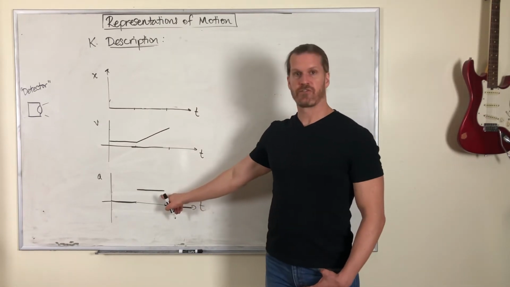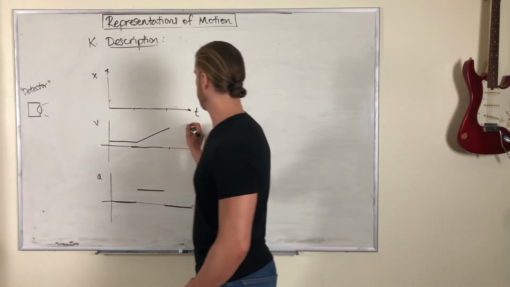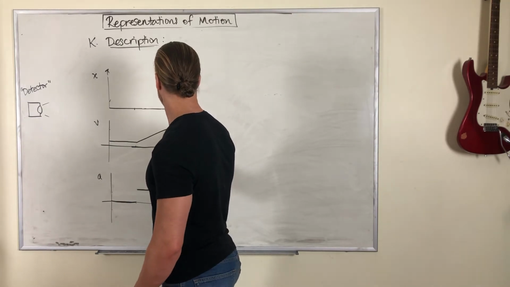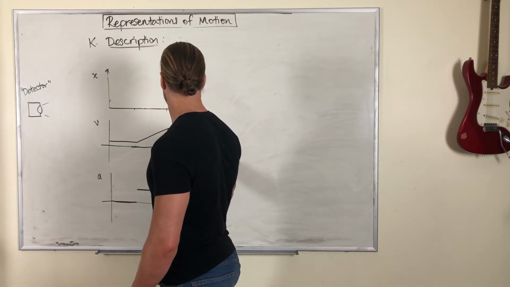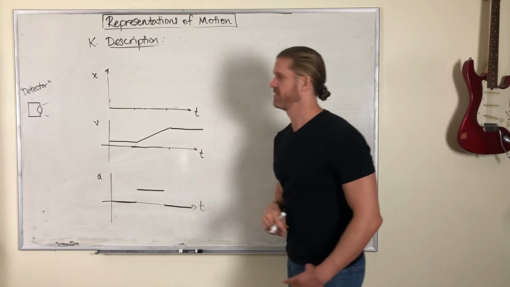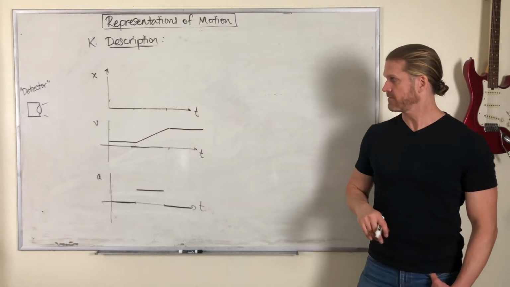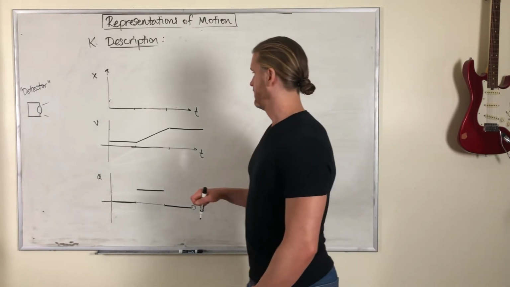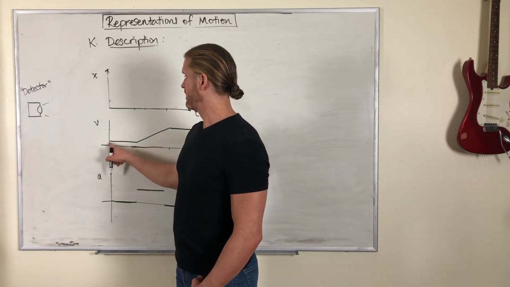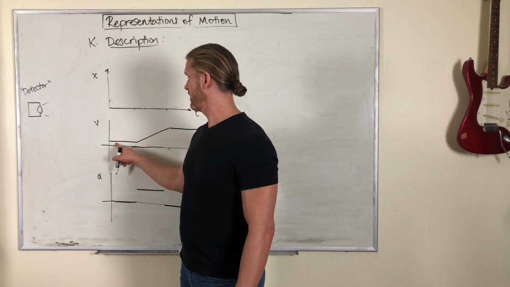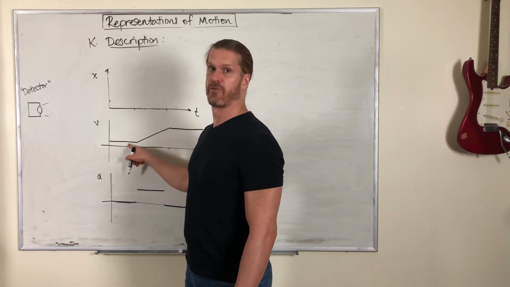And now that acceleration's over, so you continue at constant speed with whatever that maximum velocity was that you just hit. All right, so once again, you're moving away from the detector at a slow speed.